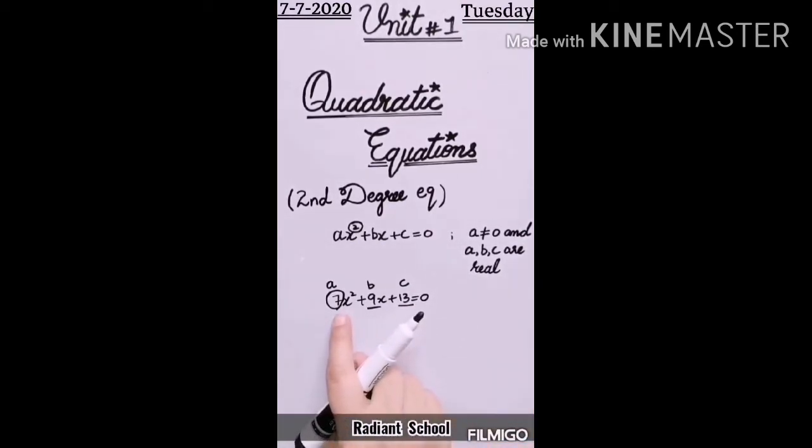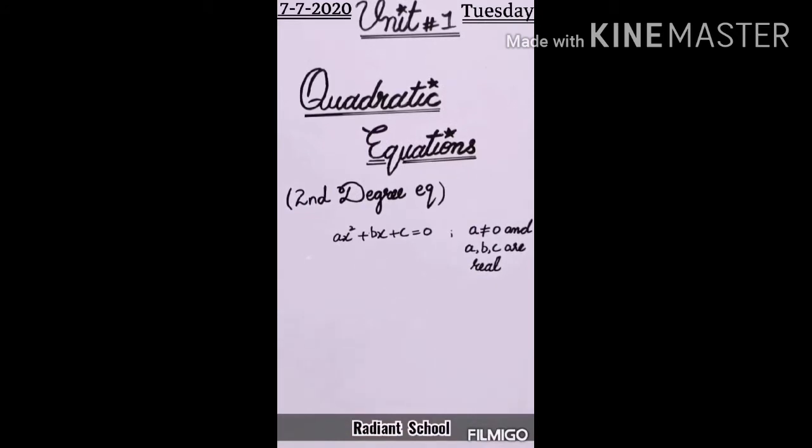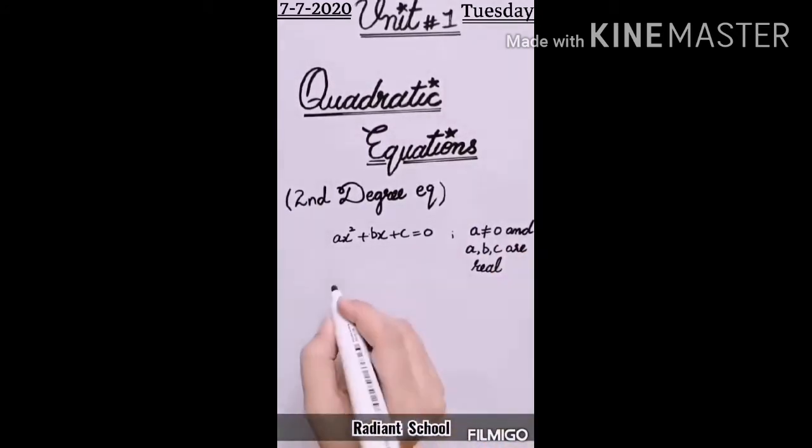And there is one restriction as well. A can be any real number but not 0. A cannot be 0. Okay students, let's check why there is this restriction. A must not be equal to 0.